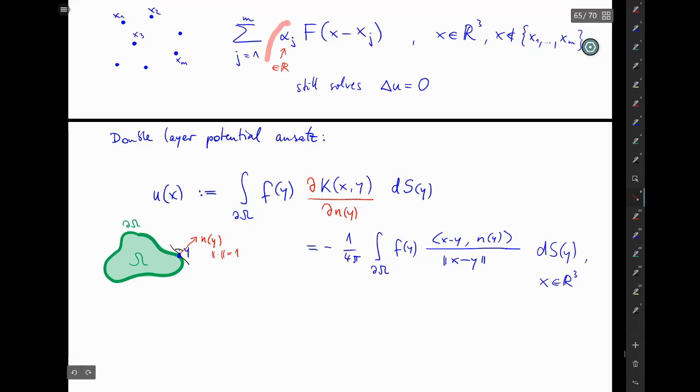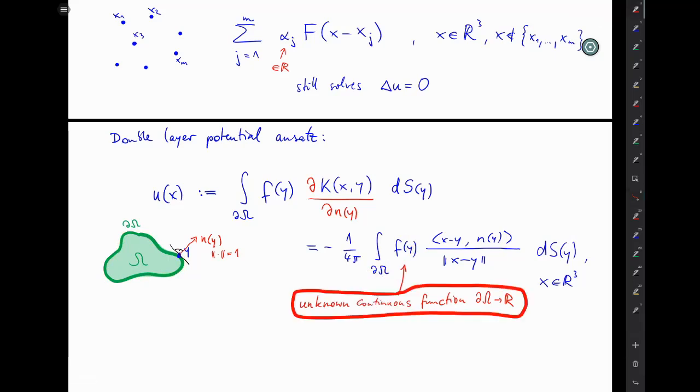Okay, so just like these little alphas here were unknown, now our function f is the unknown function, and it's a function on the boundary only, because that's where little y is running around, and it is a continuous function. And often people call it the density function, because somehow these little alphas give you weights. They tell you how heavy or how important the shift to that particular xj is, and well, somehow this is playing the same role.